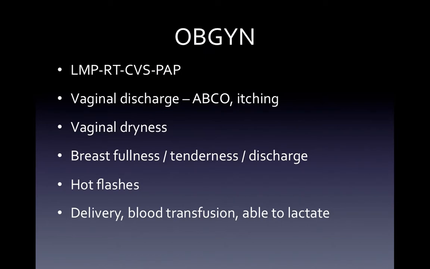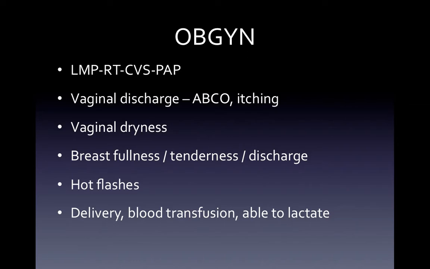And here the most commonly used mnemonic is LMP, RT, CVS, PAP. I'll describe it in the next slide. You also ask about vaginal discharge. When they say yes, you can ask ABCO, the same: amount, blood, color, odor. And you ask about itching, and then vaginal dryness.